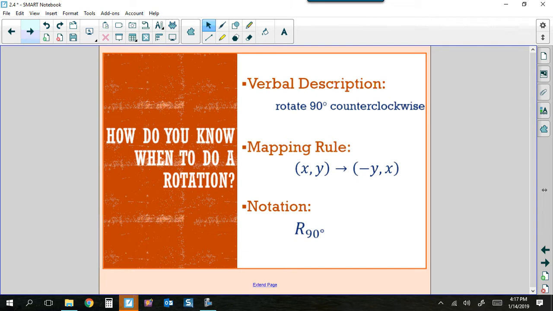Now, I find rotations actually pretty easy because students understand the coordinate plane. And if you understand the coordinate plane, remembering the rules for rotations is really, really easy.